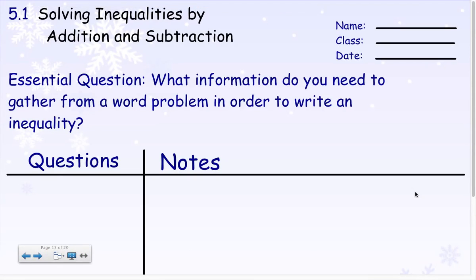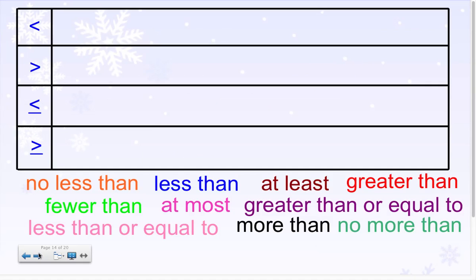Lesson 5.1, Solving Inequalities by Addition and Subtraction. Essential question: What information do you need to gather from a word problem in order to write an inequality? So this lesson is all about word problems with inequality symbols. In order to be able to write a word problem, we need to make sure we know which words go with which inequality symbols. So let's start with some of the easy ones.